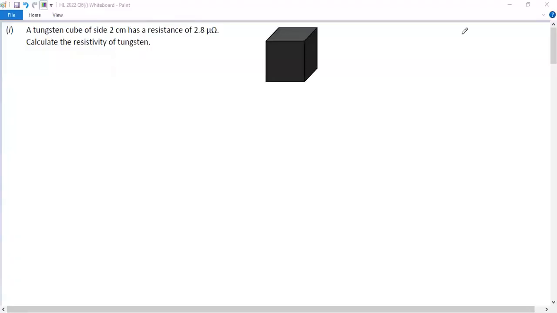Today we're going to have a look at the Higher Level 2022 paper, question 6, part I. If you've been following along, we're working our way through the short questions at the moment. We will get to all the other questions in the paper, but that's just where we are today. This is actually a really nice question.